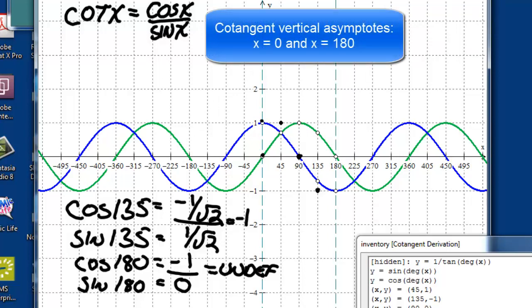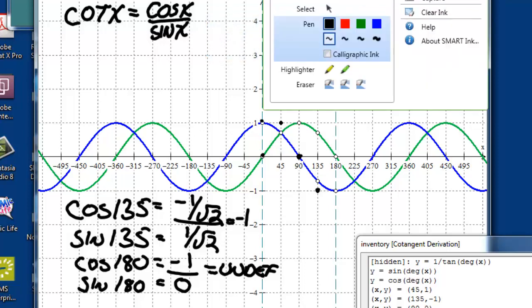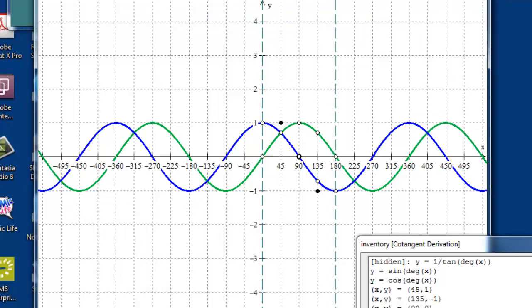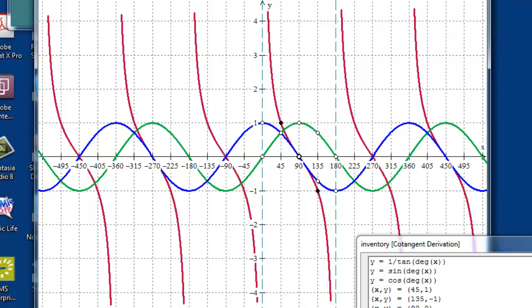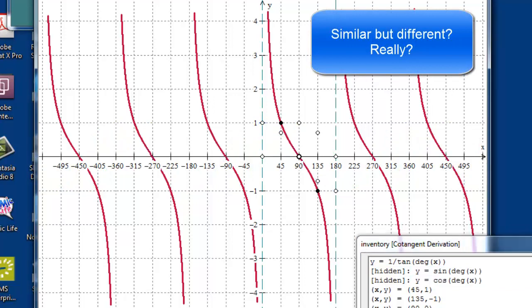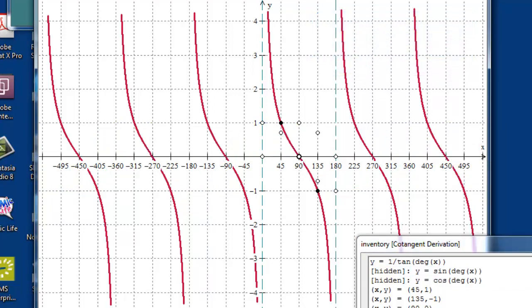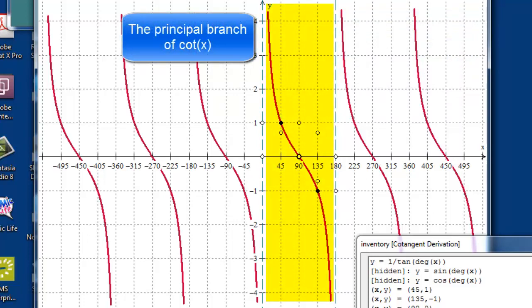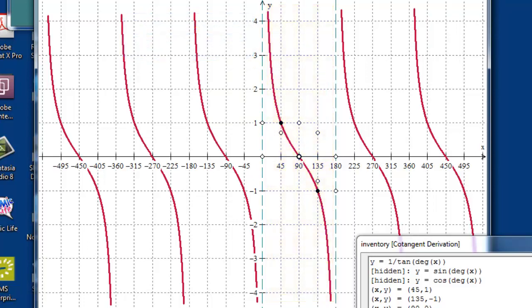So let's take a look at what the cotangent graph would look like. If I bring that up, we see very similar but different behavior compared to the tangent graph. I'm going to clear the sine graph and the cosine graph. And we see that the cotangent repeats as well, but its asymptotes start at 0, then 180 degrees, and then 360 degrees. And instead of rising, it falls as we move from left to right.